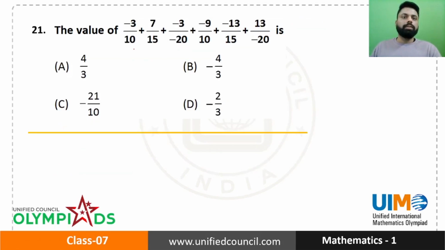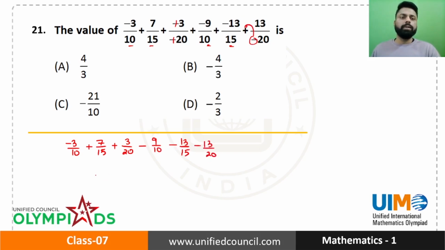Choose the value of this. So first of all, if you look at the denominators, these are the multiples of 5, as well as this is plus and this will become, let's write it down, minus 3 upon 10 plus 7 upon 15 plus 3 upon 20 minus 9 upon 10 minus 13 upon 15, and we'll take this minus over here. So minus 13 upon 20.